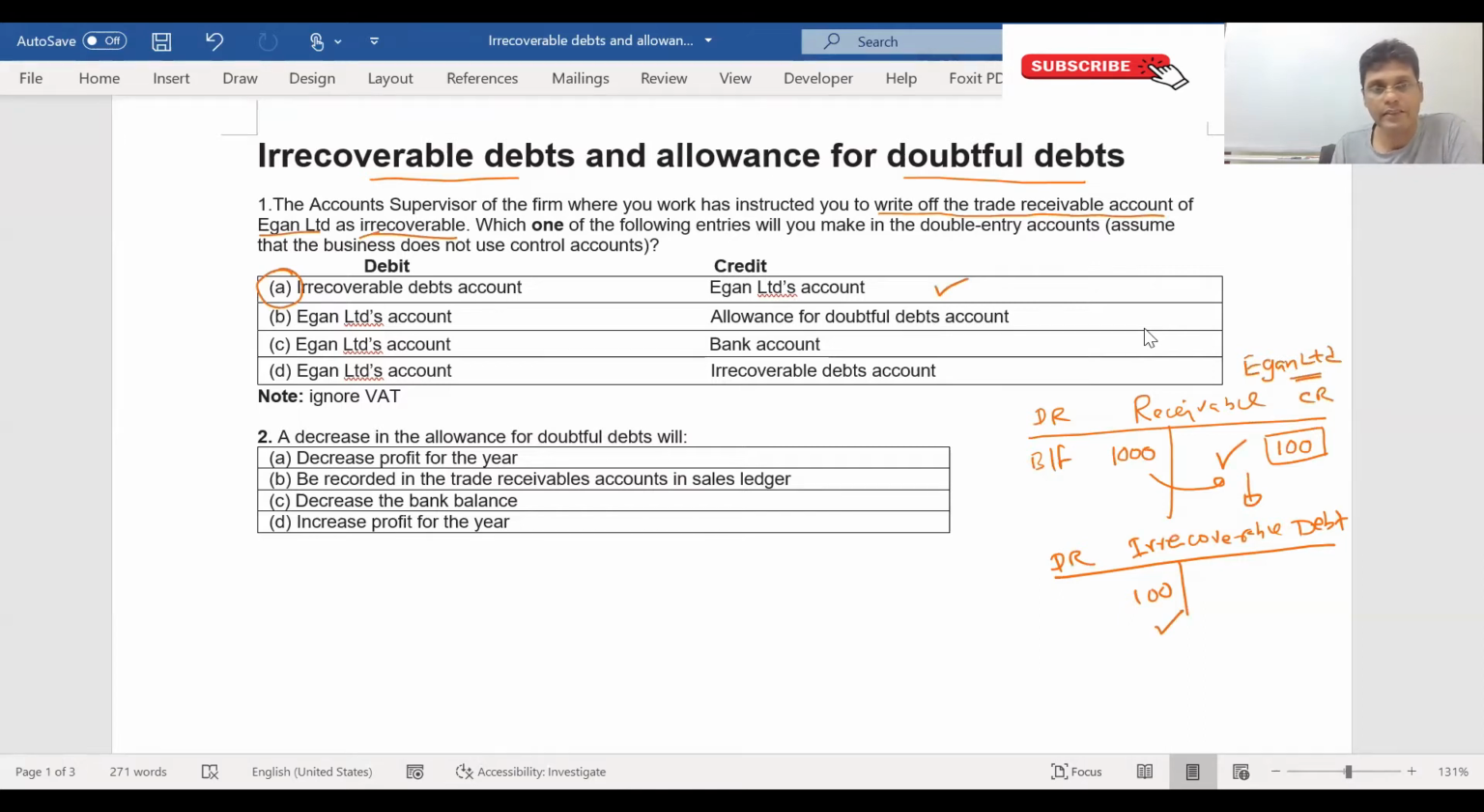A decrease in the allowance for doubtful debts will: decrease profit for the year, be recorded in the trade receivables accounts in sales ledger, decrease the bank balance, or increase profit for the year. Now you are given four answers, of which you need to select the correct answer. Decrease in the allowance for doubtful debts. Now, I have already discussed allowance for doubtful debts.